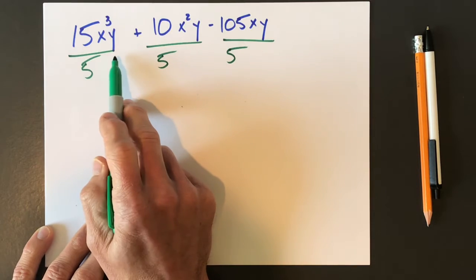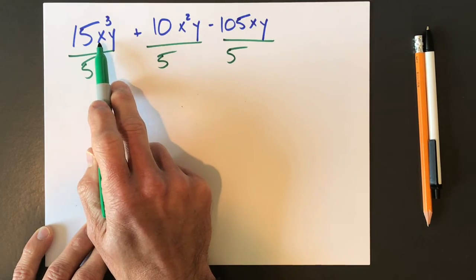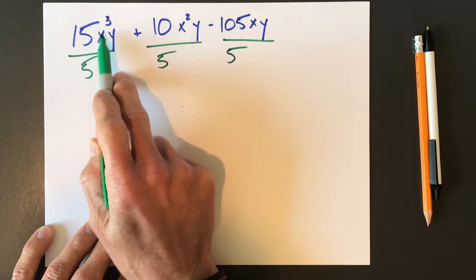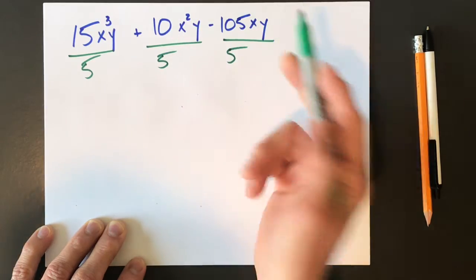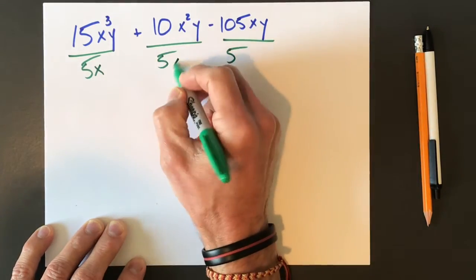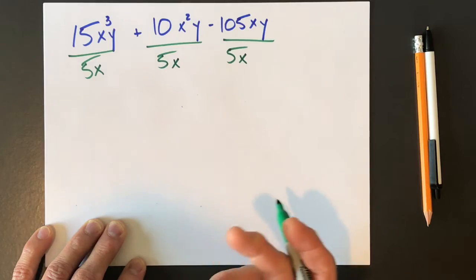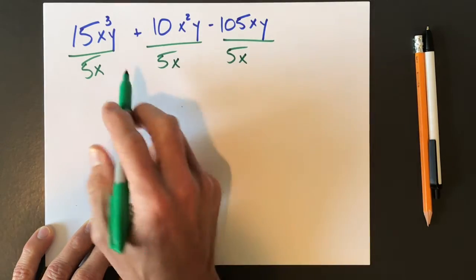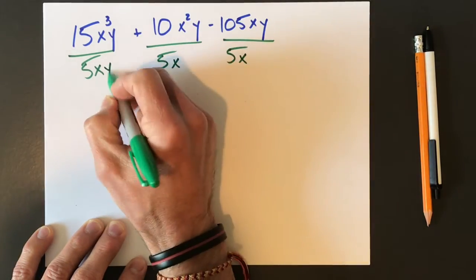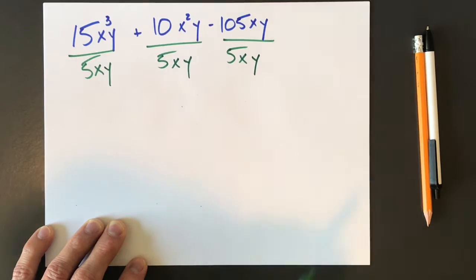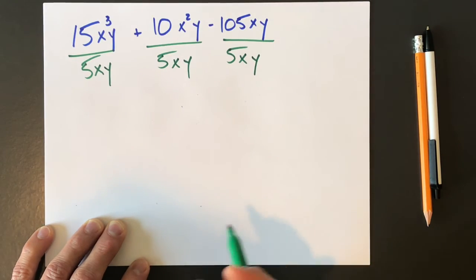Now, the other piece that you would consider is the variables. I've got x's and y's. I have x to the third, x to the second, and x to the first, essentially, so they each have at least one x. So I'm going to also think about x as a GCF, and y, they all have a y in common. So y is part of the GCF as well. So what I'm doing is actually dividing by the GCF.